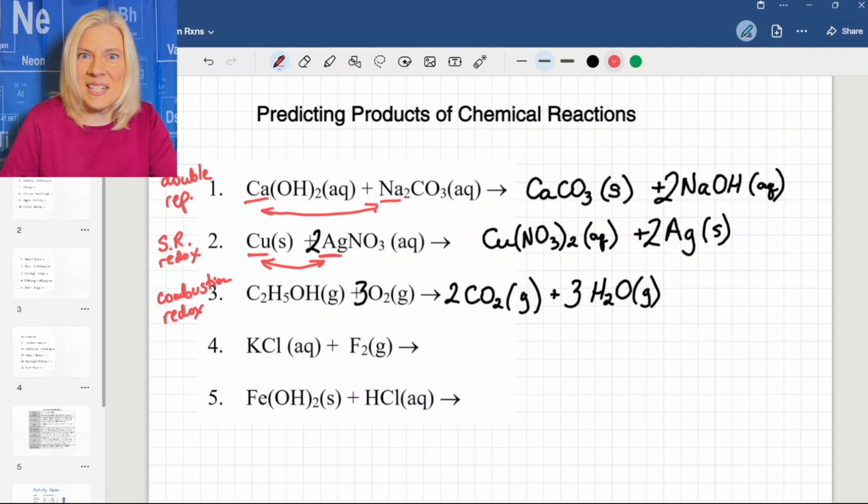Another one quickly. Okay, we have fluorine by itself. So fluorine might switch with another nonmetal. Remember, this was our halogens.